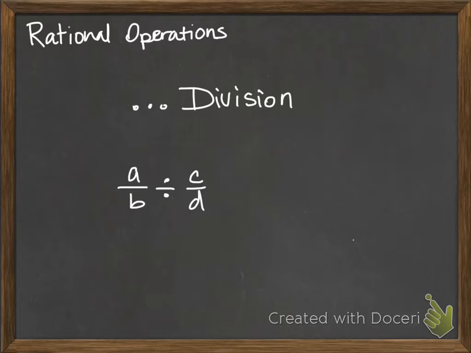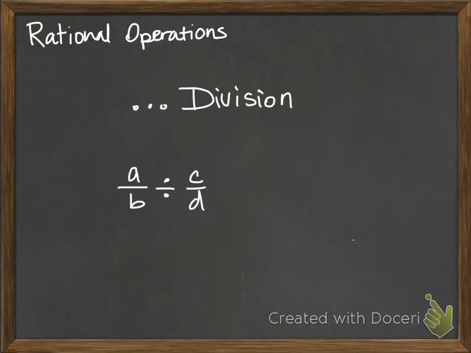Okay, this is our second of our review videos. This one's for rational operations, division. So we're going to use our a over b and our c over d this time, but we're going to divide it instead. So the main difference between division and multiplication is that we have one extra step.